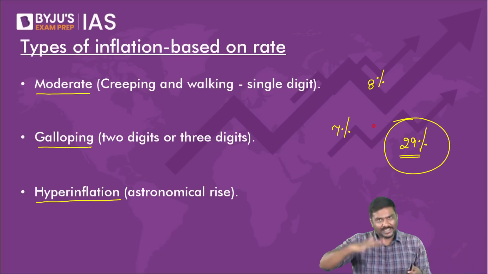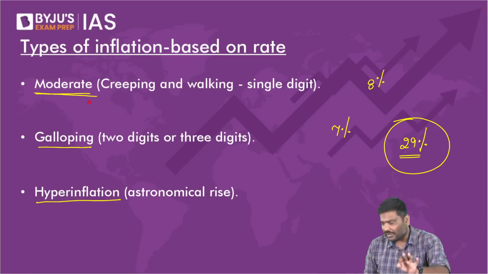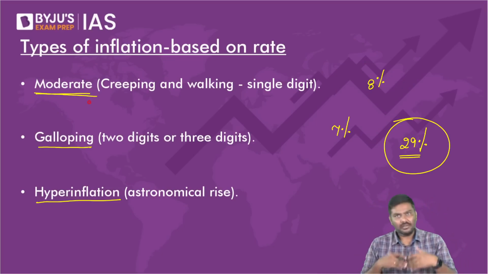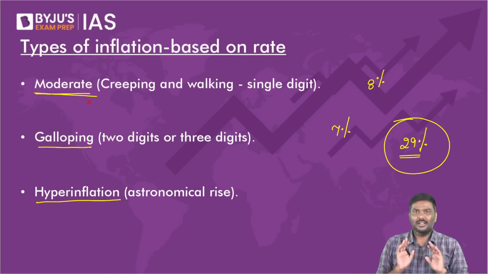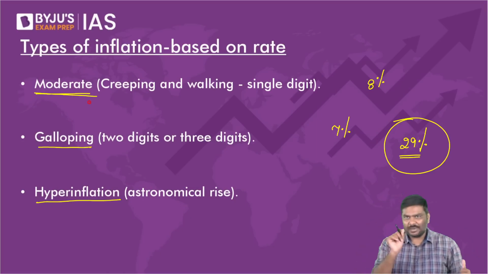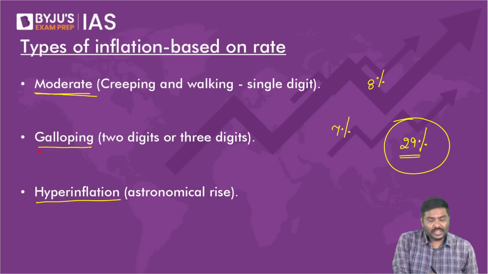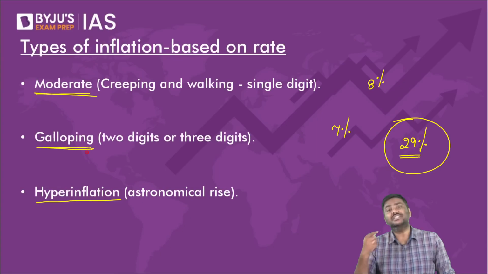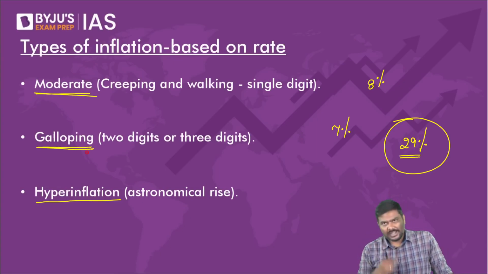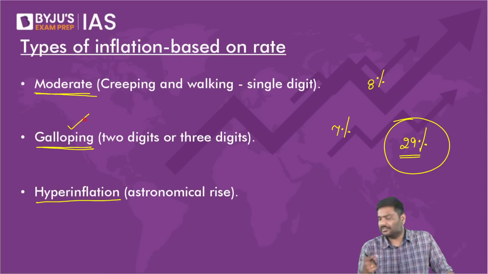Whenever the inflation rate is in a single digit number, it is called a moderate rate of inflation. For example, in case of India, what is the rate of inflation? 4%, 4.9%, 5.3%, etc. Whenever the inflation rate is in a double digit number or a triple digit number, it is called a galloping rate of inflation.